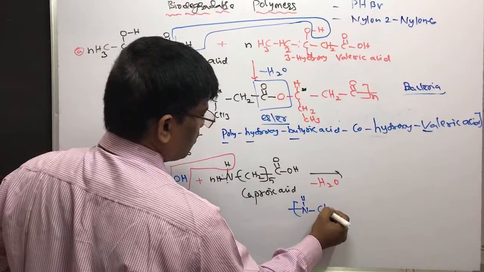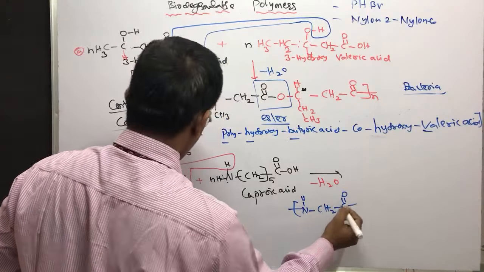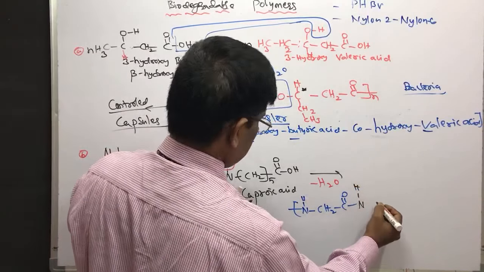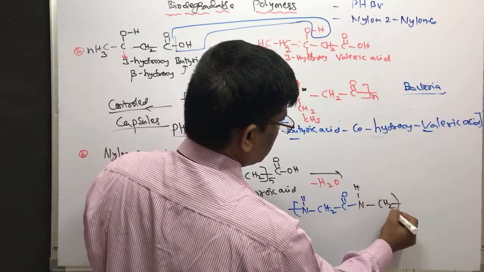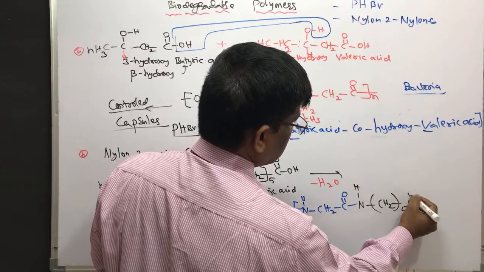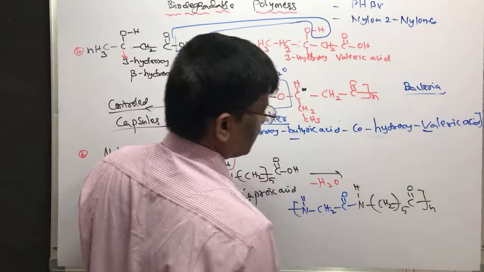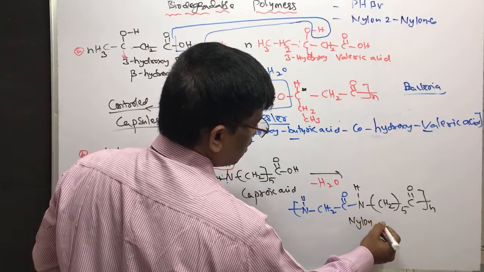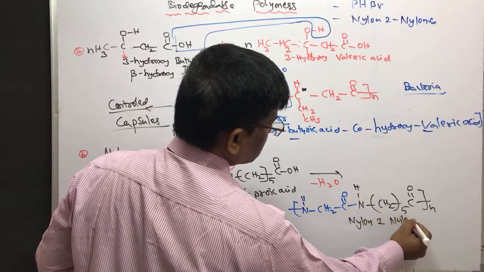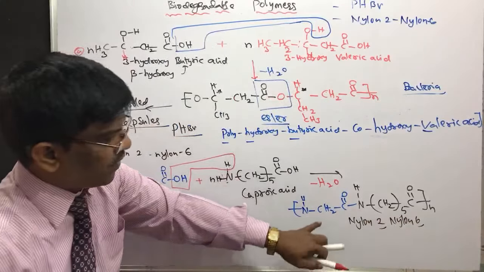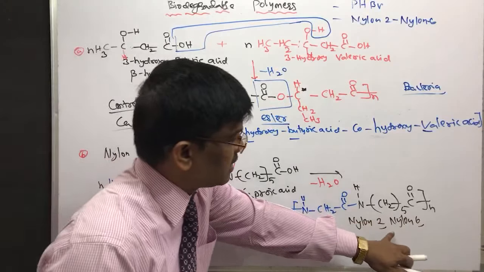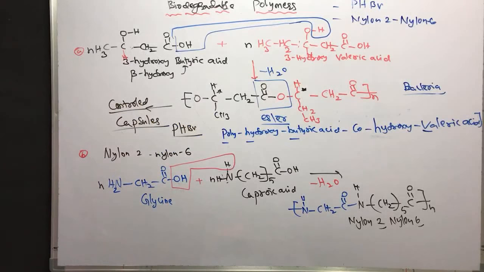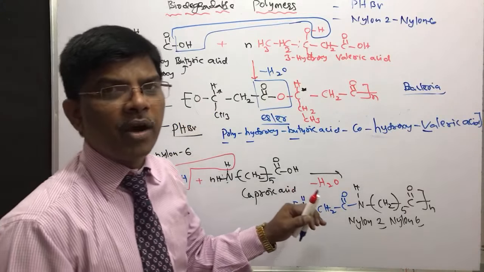The structures are very important, students. CO, and now it is formed amide, CH2 five times, then CO and N. This is nylon 2 and nylon 6. The 2 is from this glycine, 2 carbons, and 6 is from this caproic acid. It is a copolymer, isn't it? It is a biodegradable polymer.